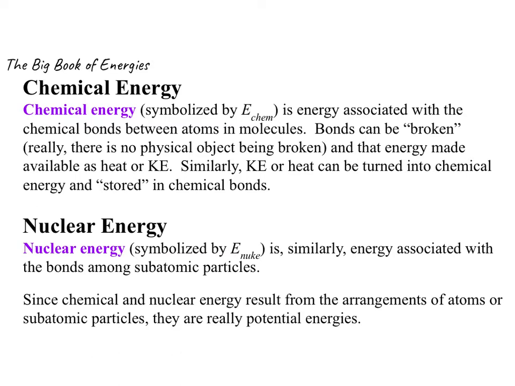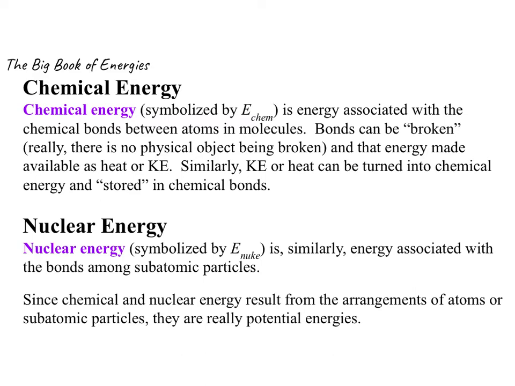There's also chemical energy, often symbolized by E sub chem. This is energy associated with the chemical bonds between atoms in molecules. Bonds can be broken, quote unquote, because really there's no physical object being broken, but we can make the bond not there. And that energy can be made available as heat or kinetic energy. Likewise, kinetic energy or heat could be turned into chemical energy and stored in bonds, making new bonds. This is the process that goes on, for instance, in making ATP in cells and then breaking them down later to get energy back.